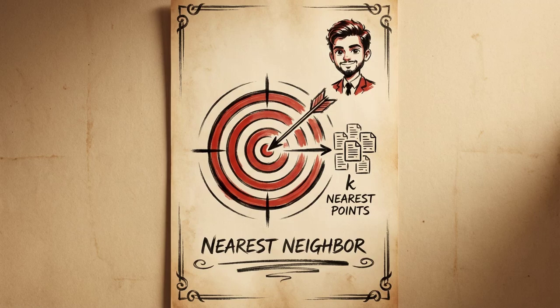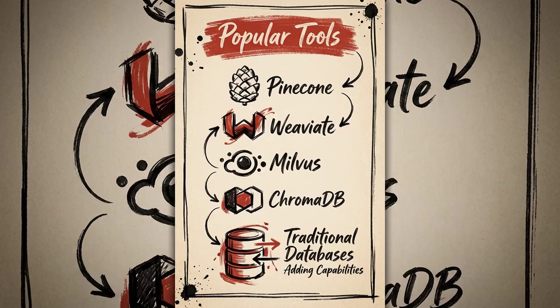They often employ algorithms like approximate nearest neighbor (ANN) search. When you provide a query embedding, it rapidly finds the most similar document chunks. Popular vector databases include Pinecone, Weaviate, Milvus, and ChromaDB. Many traditional databases are also adding vector capabilities.